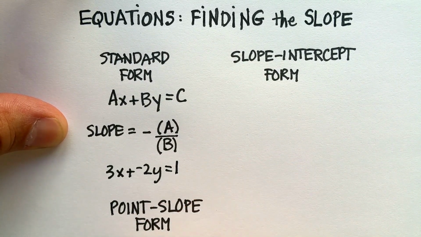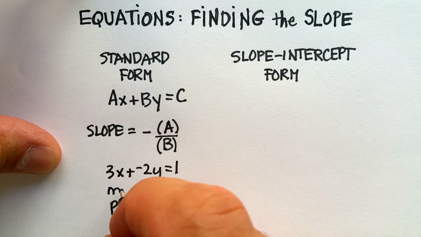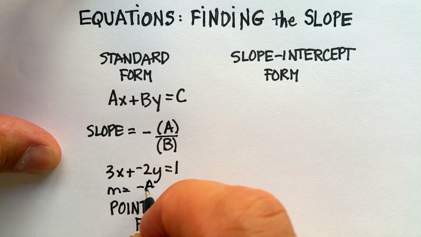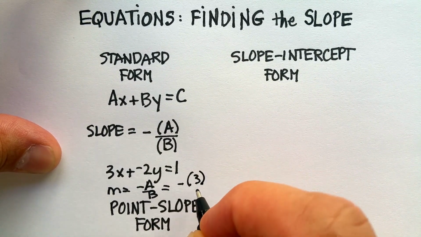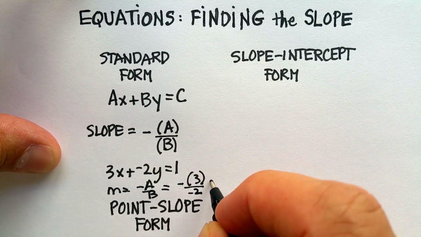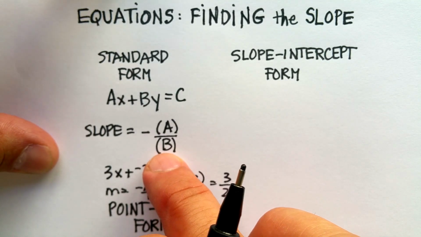So for example, if you had an equation that was 3x plus a negative 2y is equal to 1, the slope would be negative a over b, or negative 3 over negative 2, or 3 over 2. And it's that simple. It's just the negative a over b.